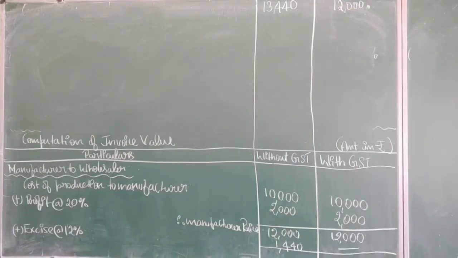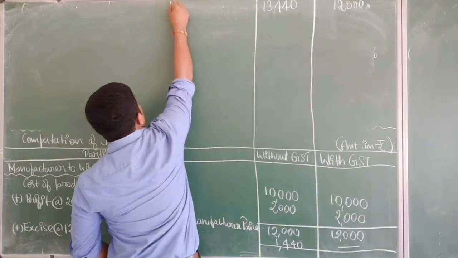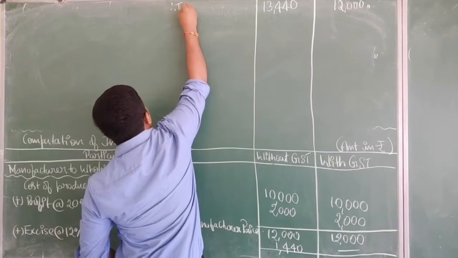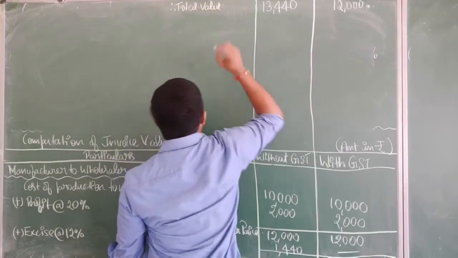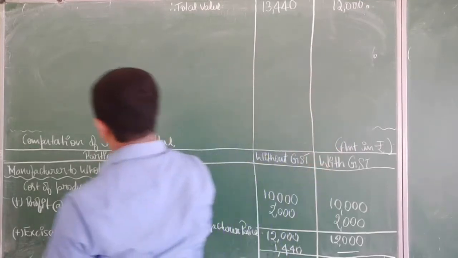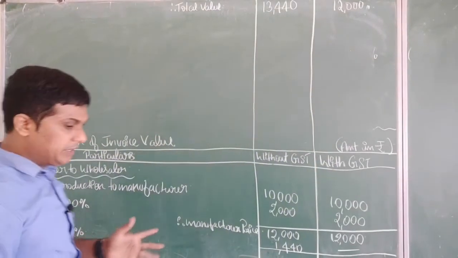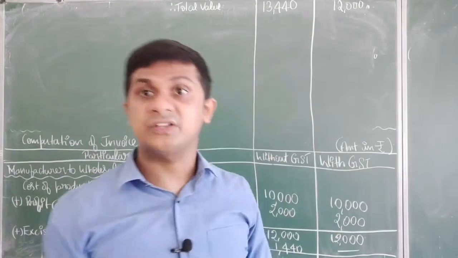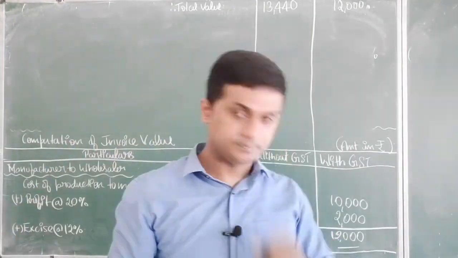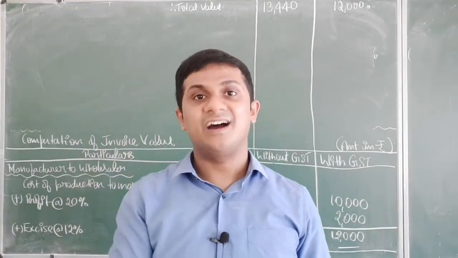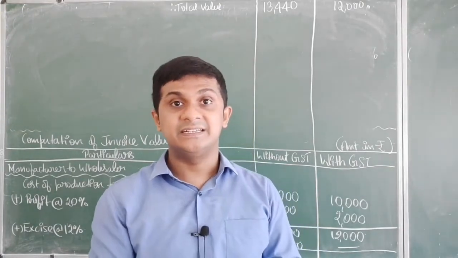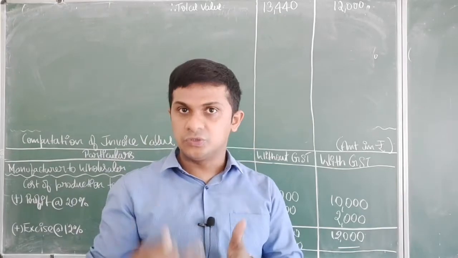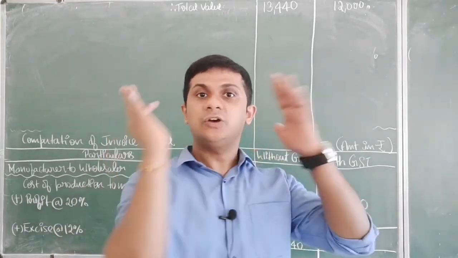Next, this will be equal to the value which we are considering as the total value of the goods manufactured. Okay, so that is the value. So the manufacturer has manufactured the goods. On that he has charged profit and then he has paid excise duty, that is considered. Now he will sell the goods manufactured by him to the wholesaler.